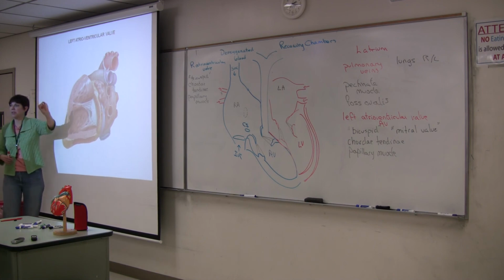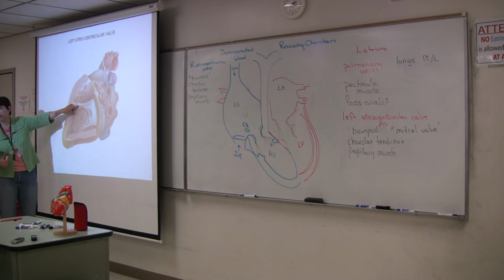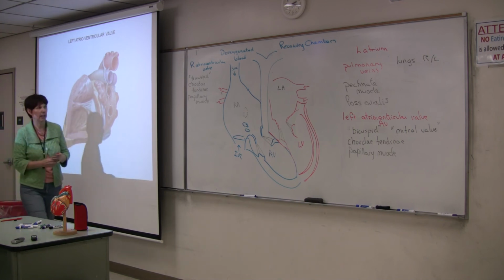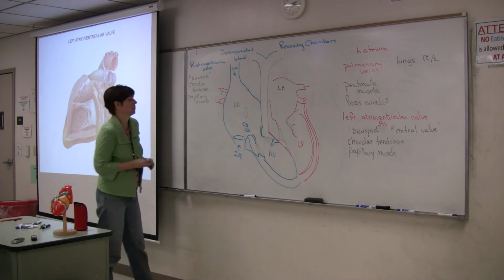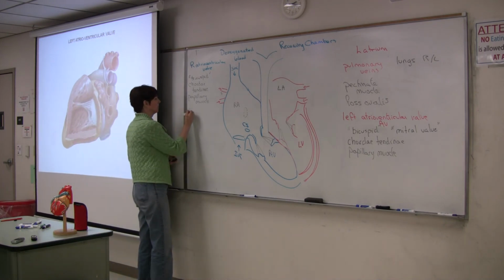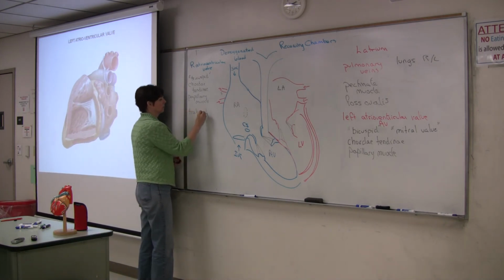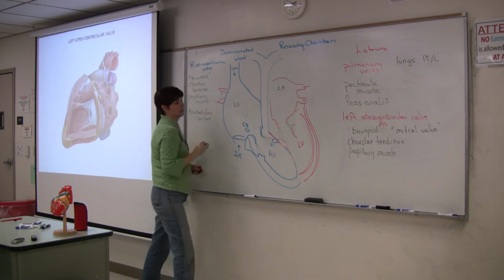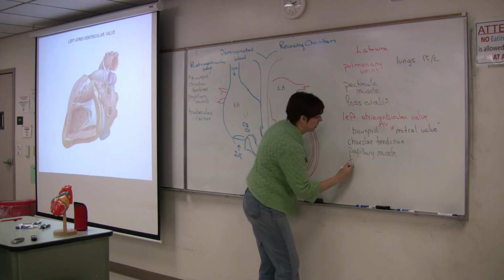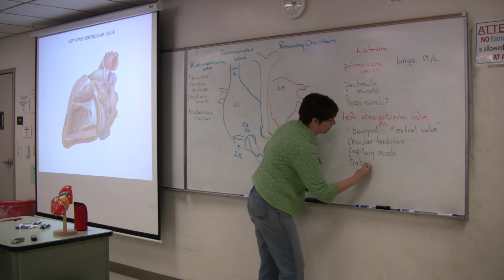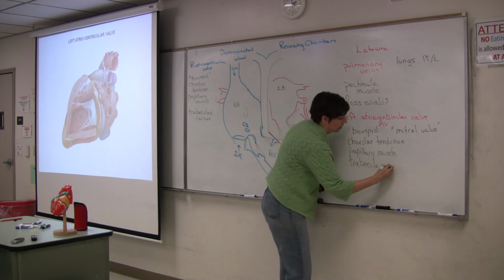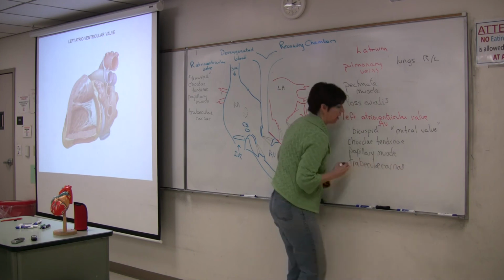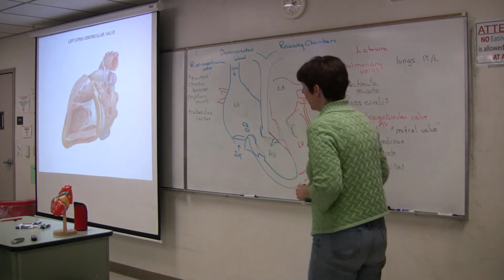So the atria have pectinate muscles. The ventricles have the papillary muscle and the trabeculae carneae. All right. Any questions on that?